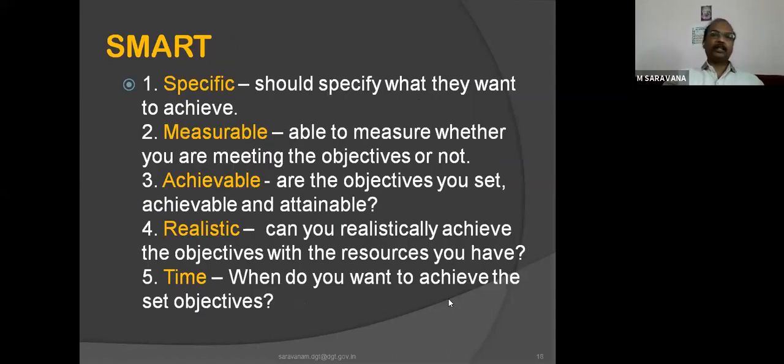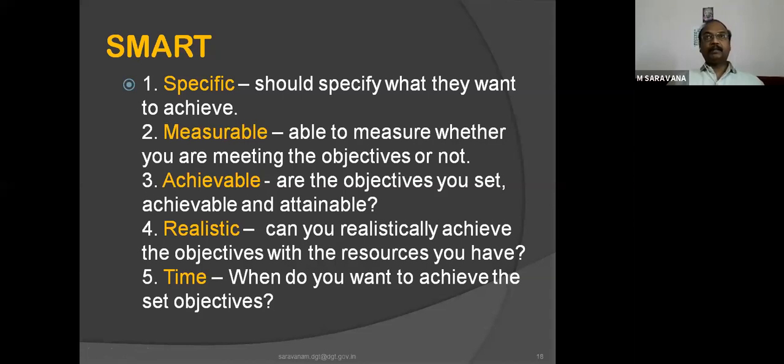Then let us see the SMART approach. This we use for our training methodology, writing lesson plans and demonstration plans in detail, and we have already discussed so many examples in the previous classes. Let us again see some of the examples. S stands for specific, M stands for measurable, A stands for achievable, R stands for realistic, and T is time bound. Specific means we should specify what they want to achieve.